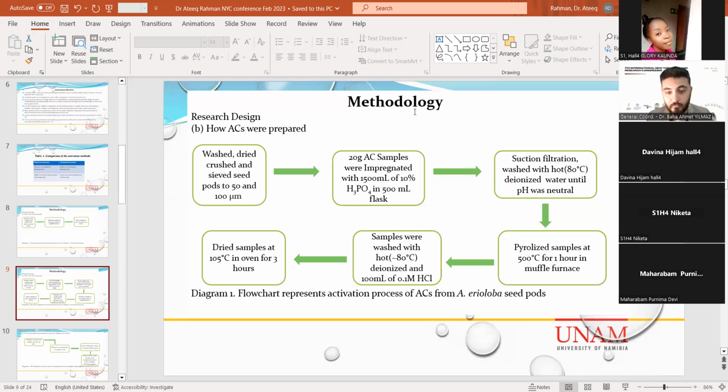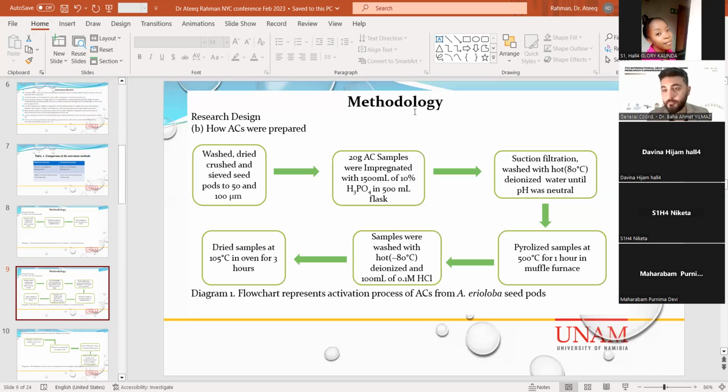That is the difference between washing with the warm water and the normal water. Then it is pyrolyzed in a furnace at 500 degrees centigrade for 1 hour. Then the samples are washed with hot water and then with 0.1 M HCl in order to remove the impurities, the ashes which are formed.